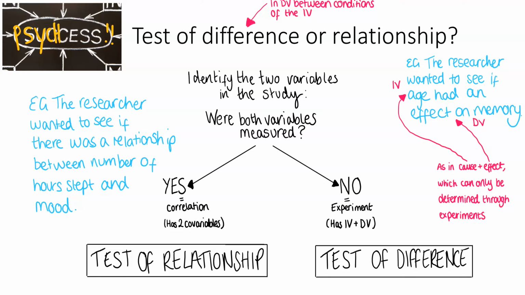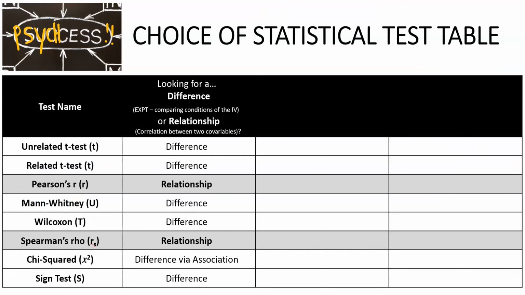This is what allows us to determine cause and effect. Whereas in a correlation, both variables are measured. There are no conditions. This means we cannot determine cause and effect, only that the 2 variables have a relationship. Here you can see that only 2 of the statistical tests are appropriate for tests of relationship, and the remaining 6 are appropriate for experiments.